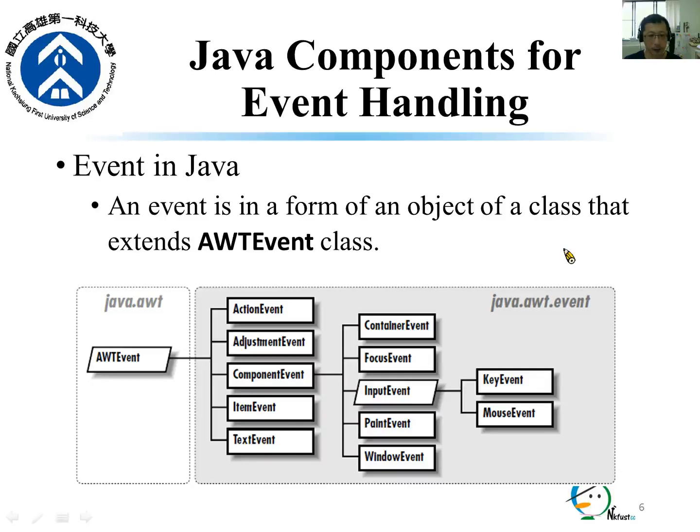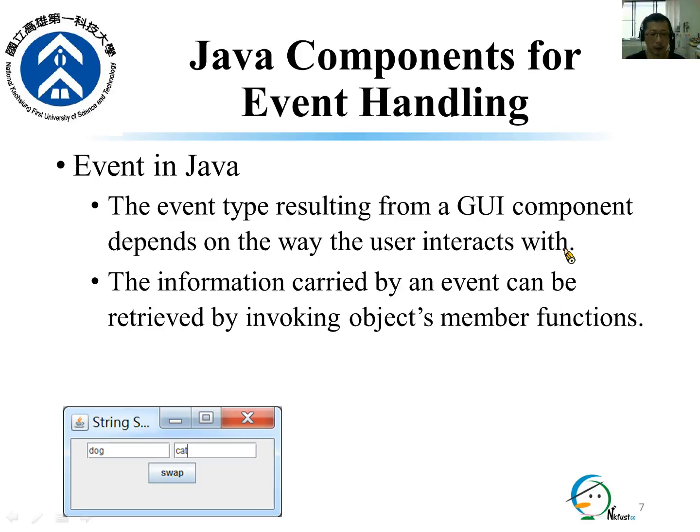For example, ActionEvent carries the reference to an object which is clicked. MouseEvent carries the mouse coordinates or the status of the mouse button. For ItemEvent, it carries the item selected by the user. In other words, the event type resulting from a GUI component depends on the way the user interacts with it.